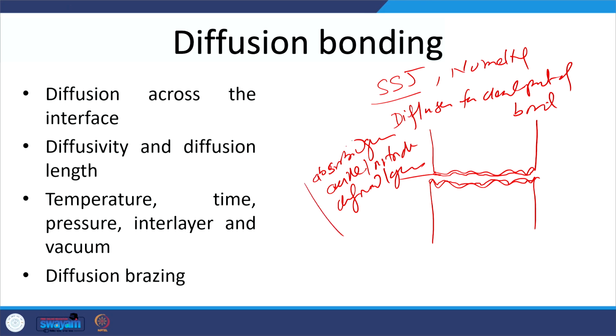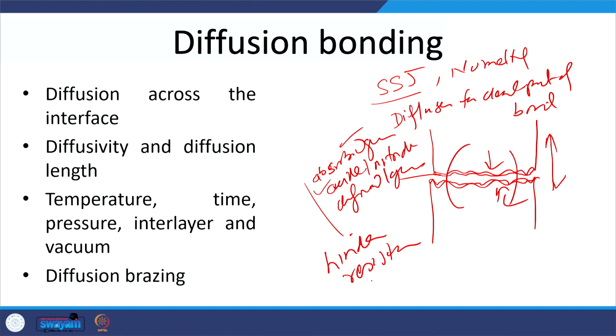So, when we have adsorbed gases and oxides present at the surface, and that too on both surfaces of the components to be joined, even if we put them together, these impurities present at the surface will hinder or resist the flow of atoms from one side to another. They will resist the diffusion, basically the movement of atoms across the interface, and thereby the diffusion bonding process will be compromised, or very adversely affected.